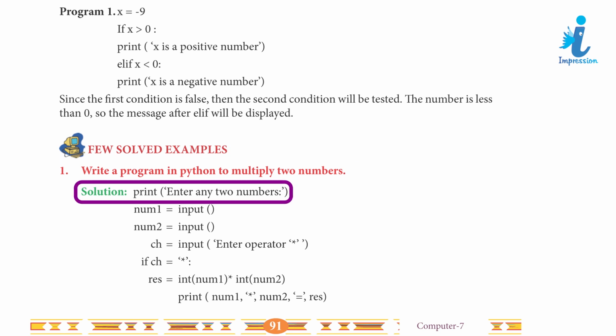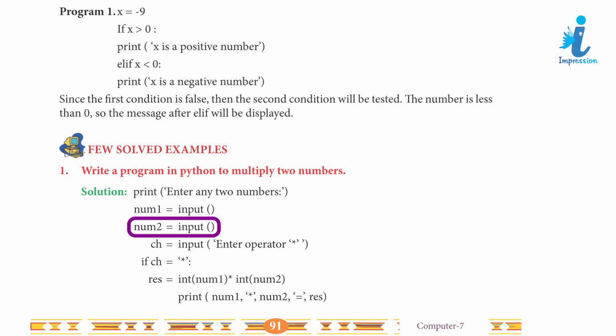Solution. Print "Enter any two number". Number1 = input(). Number2 = input(). ch = input("Enter operator *"). If ch == "*", res = int(number1) * int(number2). Print number1 * number2 = res.